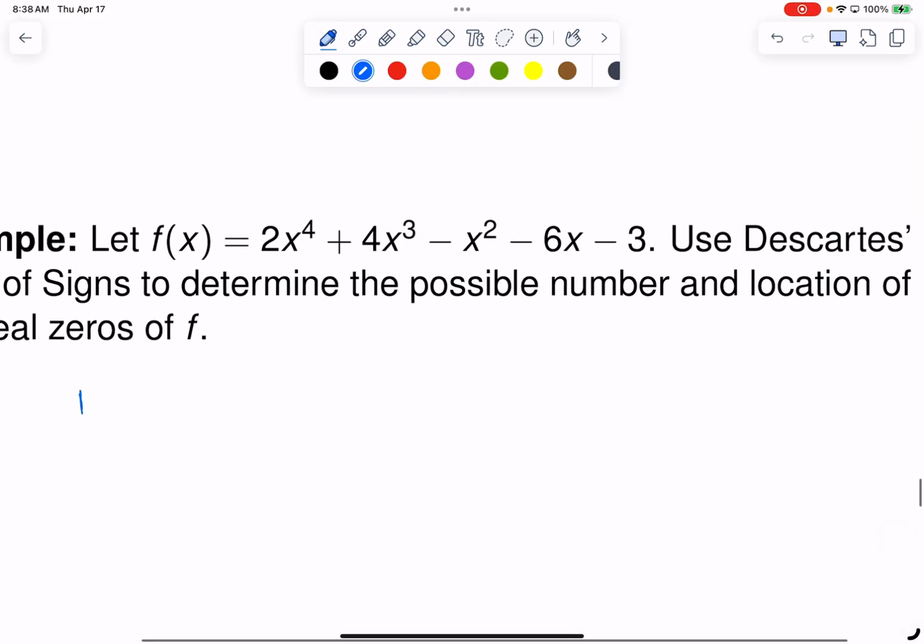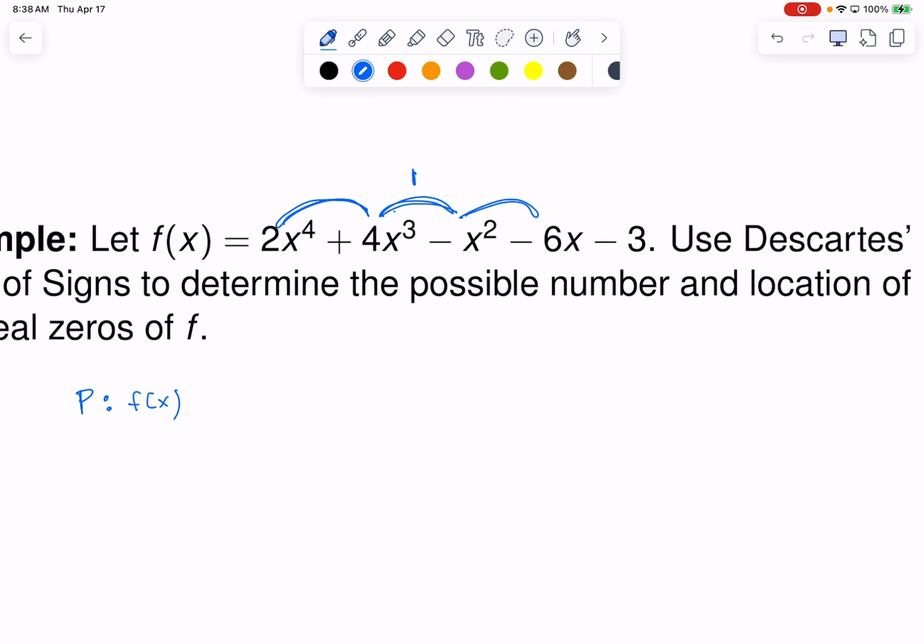All right, very quickly, let's just look at one. So first of all, you do P. P is just taking f of x and counting sign variations. So the bell might ring, just stay with me. Let's see, is there a sign variation? No. No. Is there a sign variation? So far, 1. Is there a sign variation? No. Is there a sign variation? No. So P is 1, so that means there's only one positive real zero. Actually, since it's 1, there has to be 1, because there can't be 0. So there's one positive real zero.